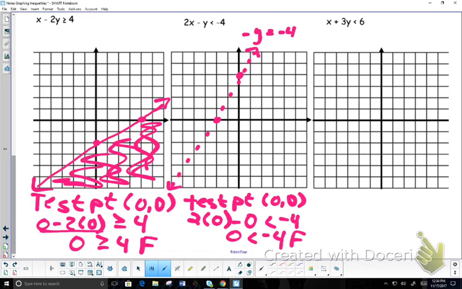So if it's a false statement, that means this point right here is not a solution. So it should not be in the shaded area, so we should shade above. Wow.